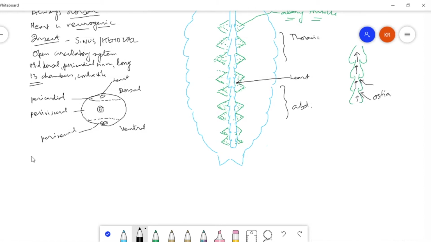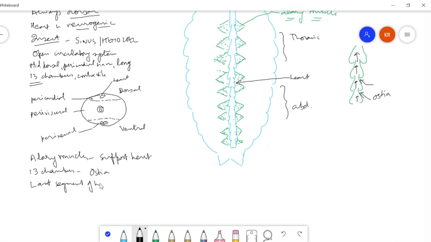So we will write over here that the alary muscles support the heart so that it can be attached to the upper layers of the terga or the tergal segments. The heart has got 13 chambers, and the space between the heart, they are called as ostia, which allows the blood or the hemolymph to enter inside along this.